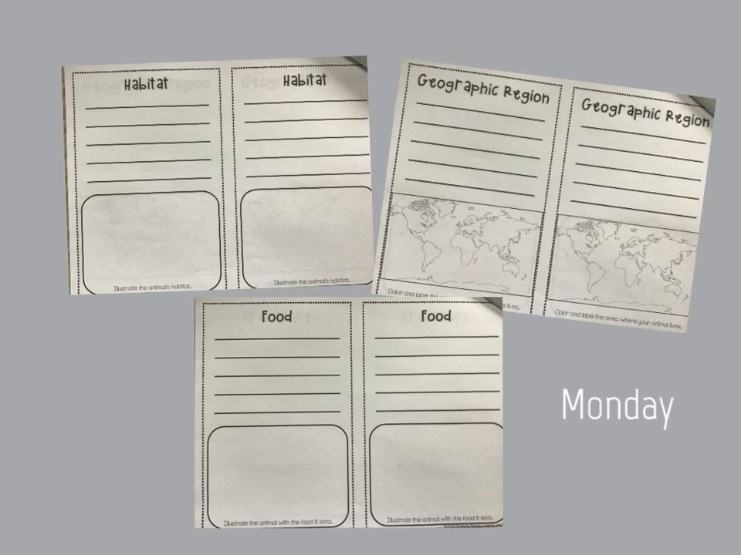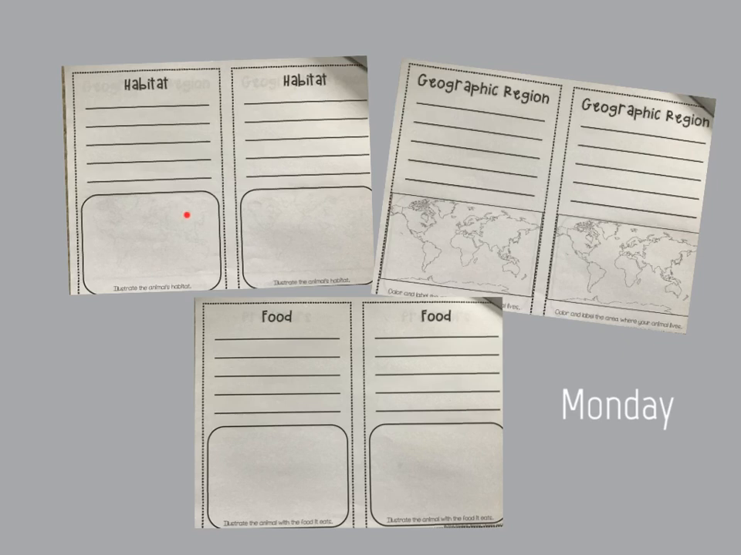For today, for Monday, the first thing you need to do is pick an animal. So you're going to go to Epic and figure out what animal you are going to research, because this whole book is going to be about one animal. Today's pages that you need to complete are the habitat, the geographic region, and the food. So let's talk about what each of those things mean.